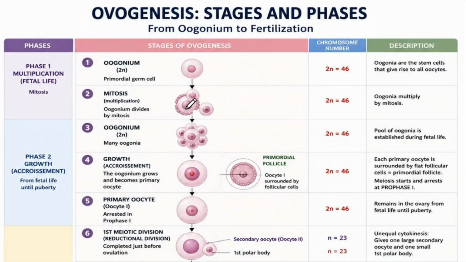At this stage, each ogonium is diploid, containing 46 chromosomes, which means 2n. The purpose of this phase is simply to produce a large number of ogonia. The second phase is growth.